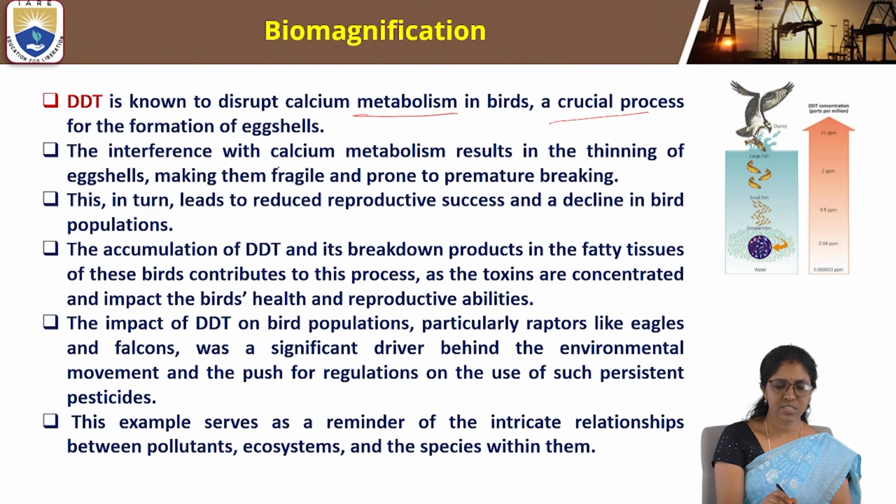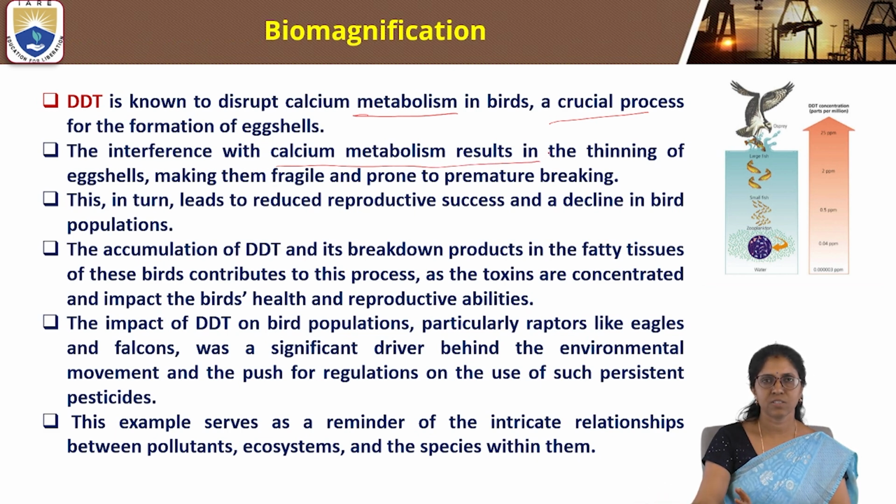The interference with calcium metabolism results in the thinning of eggshells, making them fragile and prone to premature breaking. This in turn leads to reduced reproductive success and a decline in the bird population.